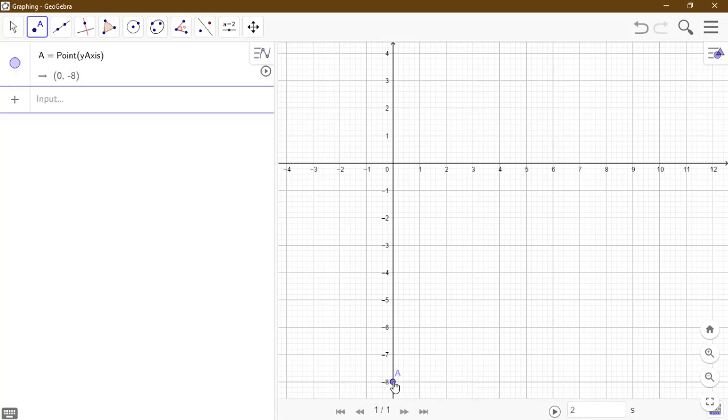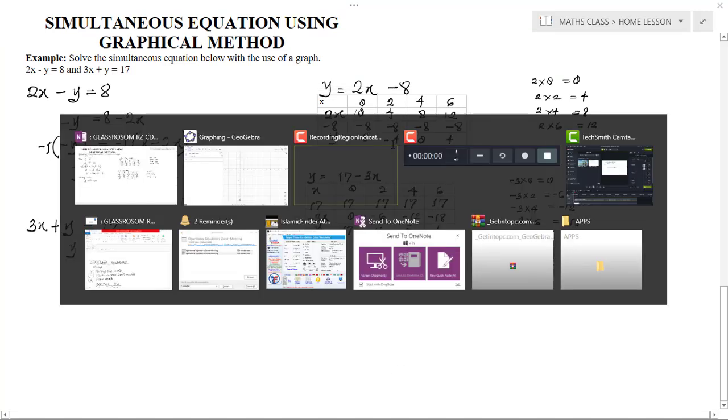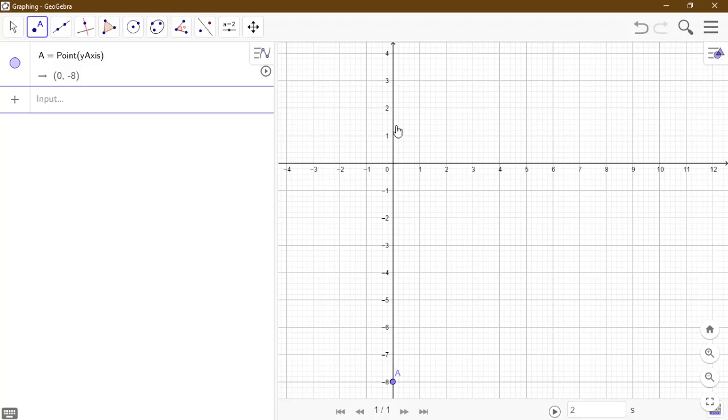This is the position. You can see that. Next one, when x is 2, y is minus 4. This position.